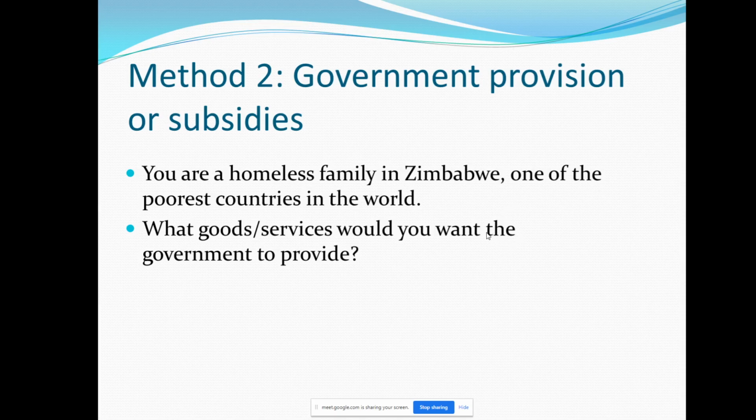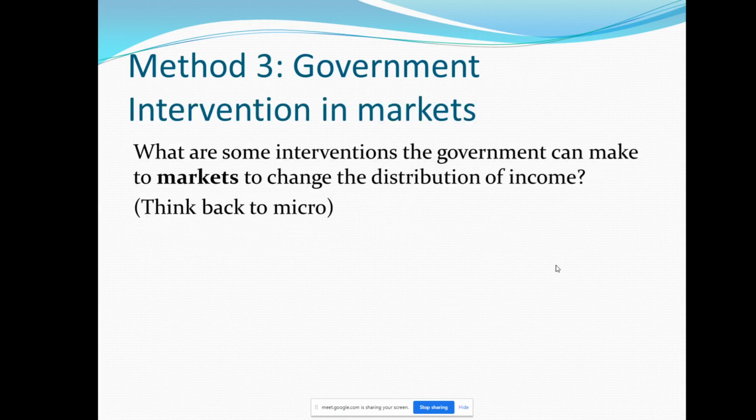So you all understand the purpose of the second method. It's that simple. With the government's help, that's how we build up people's wealth. That's how people can earn higher income, and that's how people can have a better life. So that's method two, very straightforward. That's all. Let's move on to method three.